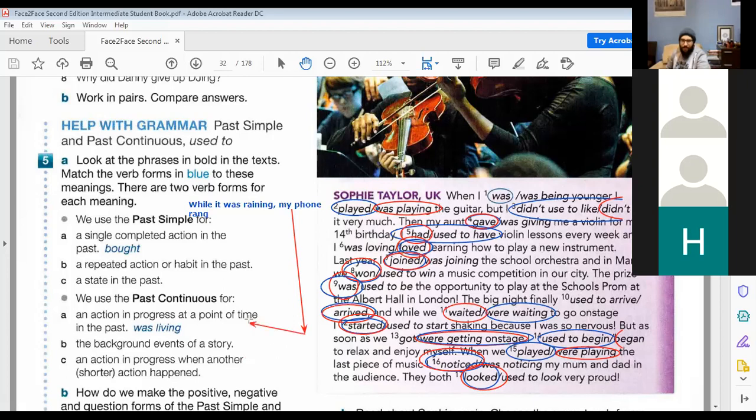My phone rang. Number C. Correct. An action in progress when another short action happens. Yes, happens. Correct. But if we use the continuous here, was playing, we're talking about a process, but was is not a short action, it's a state. Do you get the idea?